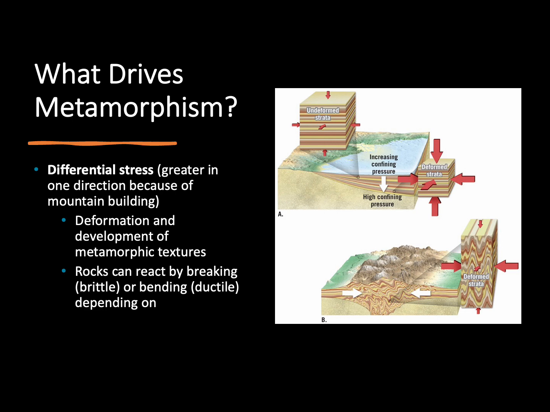But we have another type of pressure that's called differential stress. With differential stress, which we can see here on the bottom of the image, we have pressure coming in from two directions, from the left and the right, more than the other directions. This is going to cause a change in shape in the rock, which we call deformation. We're deforming the shape. So the rocks are going to respond to this pressure and being forced to change their shape by either breaking or by bending.